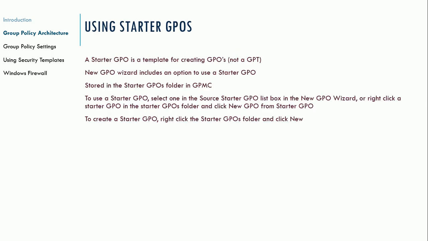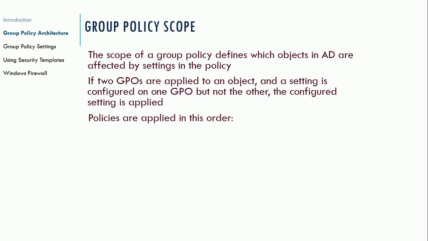A starter GPO is sort of like a wizard that you can use to create GPOs that has the common settings already configured. So you can use a starter GPO to create a new group policy, or you can create one without a starter GPO, but generally you'll use a starter GPO when you're creating new group policies.